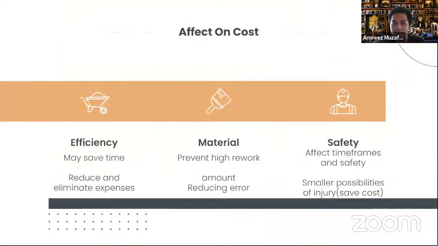For the next slide, the effect on cost when we use clash detection is efficiency. Clash detection can make planning and construction save time. Usually, many constructions consume so much time to solve disputes. By detecting the clash using the BIM method, it can save time and avoid EOT. And at the same time, it can save cost.